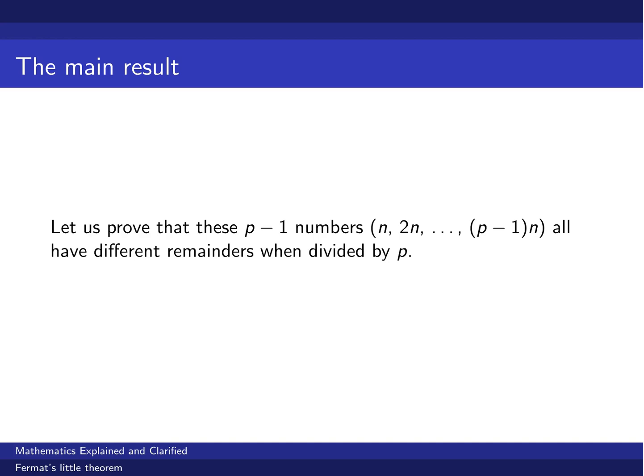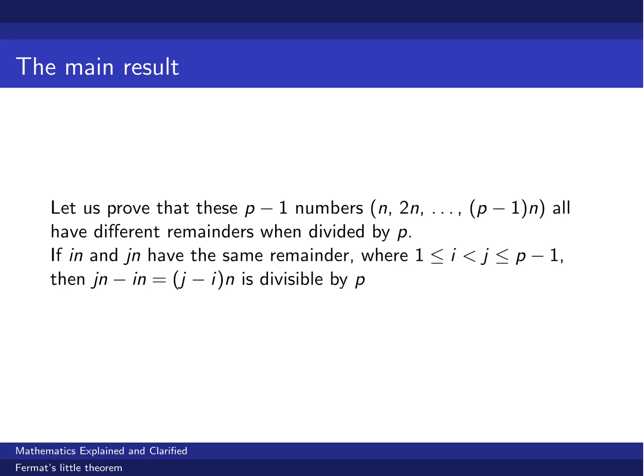Now let's prove that these p minus 1 numbers all have different remainders when divided by p. Take two arbitrary numbers of these p minus 1 numbers, in and jn. We are proving it by contradiction. Suppose that it's not true that they all have different remainders, and then there are two of them, in and jn, that have the same remainder. But then if we subtract one of them from the other, jn minus in is equal to (j minus i) multiplied by n. And this is divisible by p, because if we subtract two numbers with the same remainder, then the result will be divisible by p.